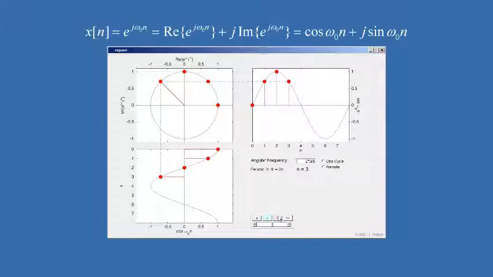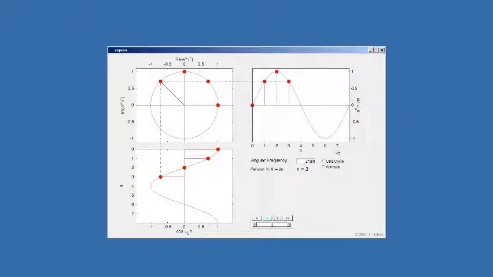The top right panel shows the imaginary part of the complex exponential, which is sine omega 0 n. The bottom left panel shows the real part of the complex exponential, which is a cosine, both plotted against n. The orientation of the plots makes clear that the sine of omega 0 n is the projection of the complex exponential onto the imaginary axis, and the cosine is a projection of the complex exponential onto the real axis.